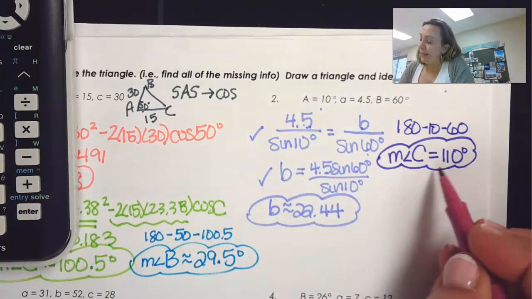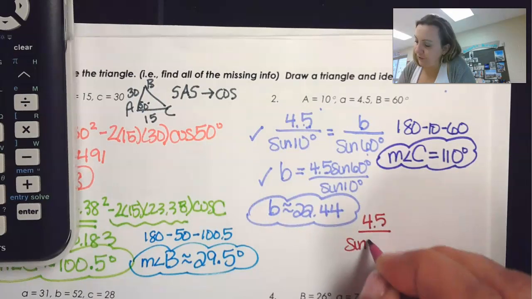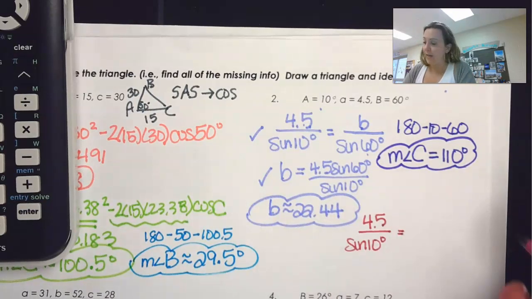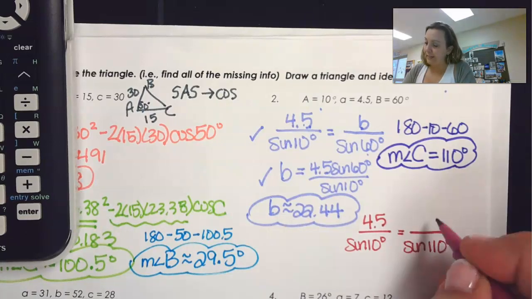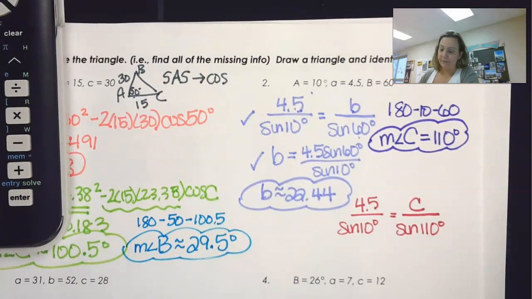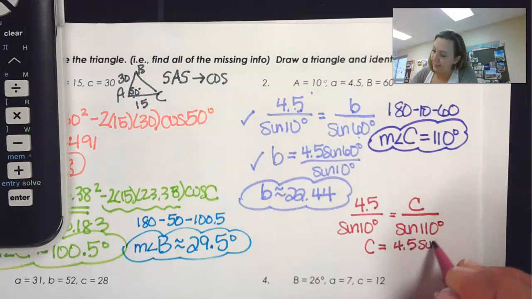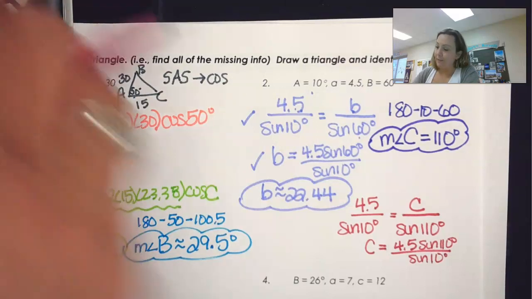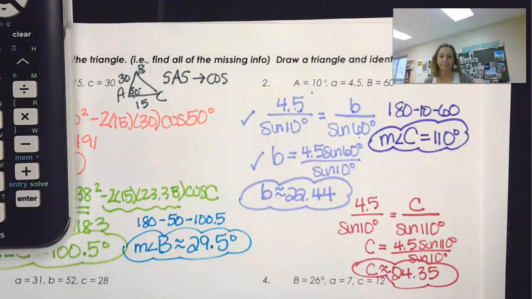All right. So now that I have that, I can again use this 4.5 over the sine of 10 degrees as my beginning ratio. And because I know that this angle C is 110 degrees, I could put C on top of that and then solve this proportion. So I can see that C is going to be 4.5 times the sine of 110 all over the sine of 10 degrees. And if I put that in the calculator, I won't waste our time doing that, you should get 24.35. Right?